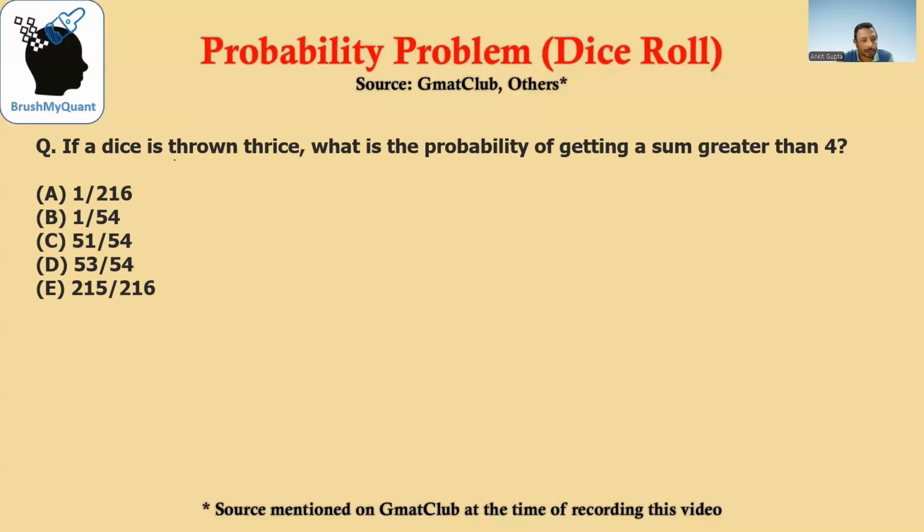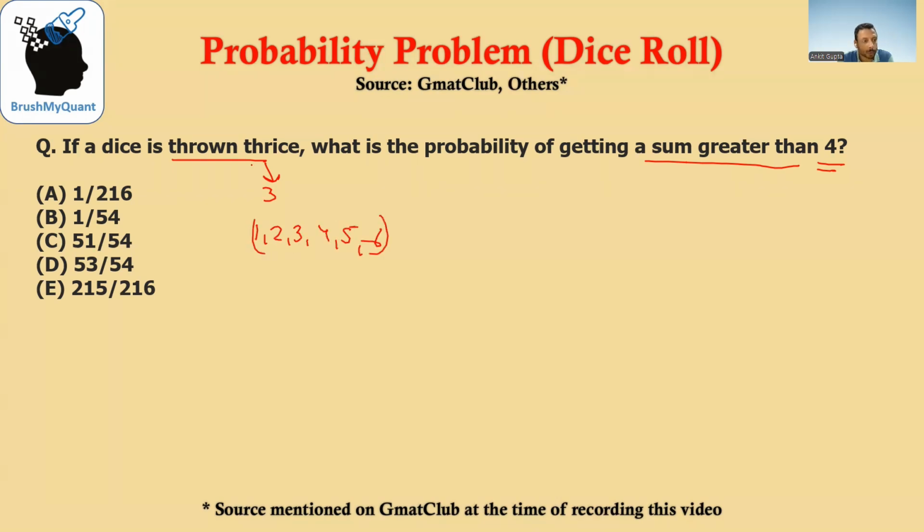So if a dice is thrown thrice, what is the probability of getting a sum greater than 4? Here the dice is thrown 3 times, and we need to find the probability of getting a sum greater than 4. Now, when we are throwing one dice, we have 6 possible cases, right? So we can get numbers from 1 to 6.